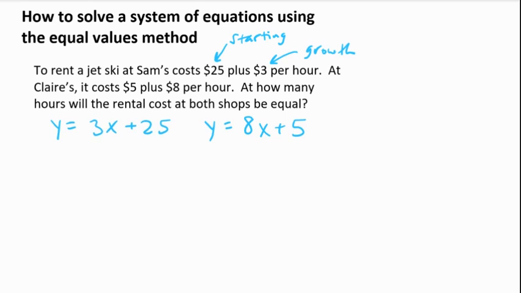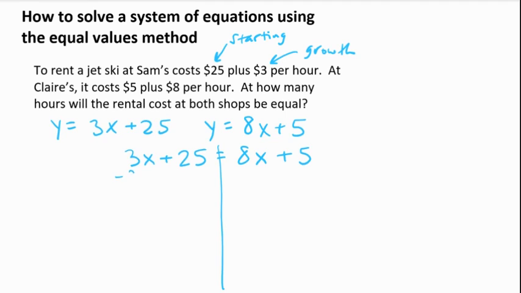So now that I have my two equations, the question is, at how many hours will the rental costs at both shops be equal? So I'm going to use the equal values method, which just says if we want to know when they're equal and we want to find the point of intersection, let's just set them equal to each other. So I have 3x plus 25 equals 8x plus 5. And now I'm just going to use Don't Call Me After Midnight to solve for x.